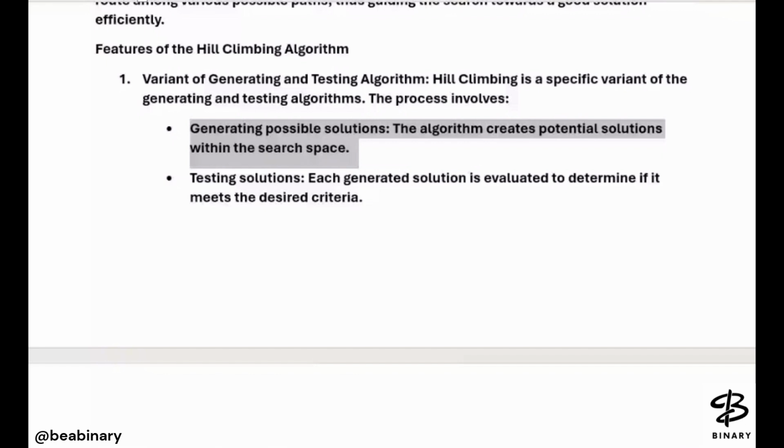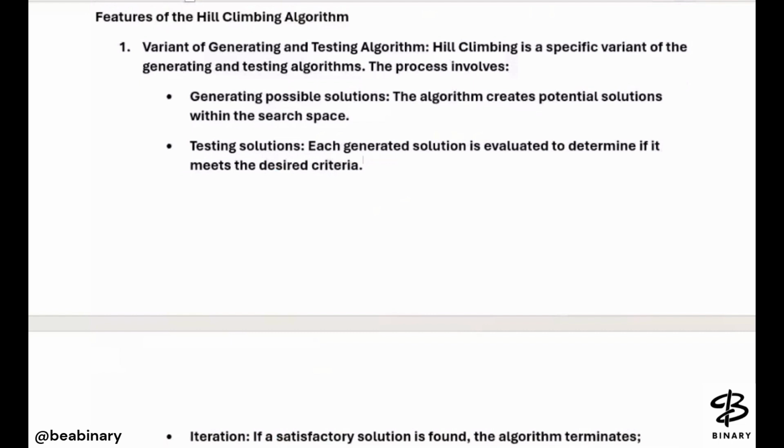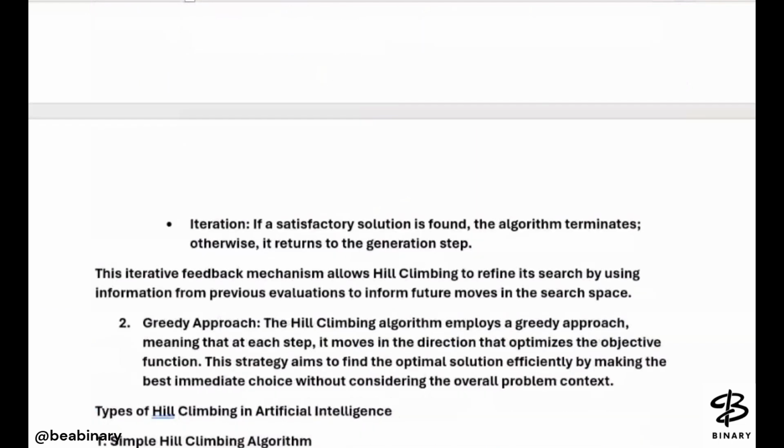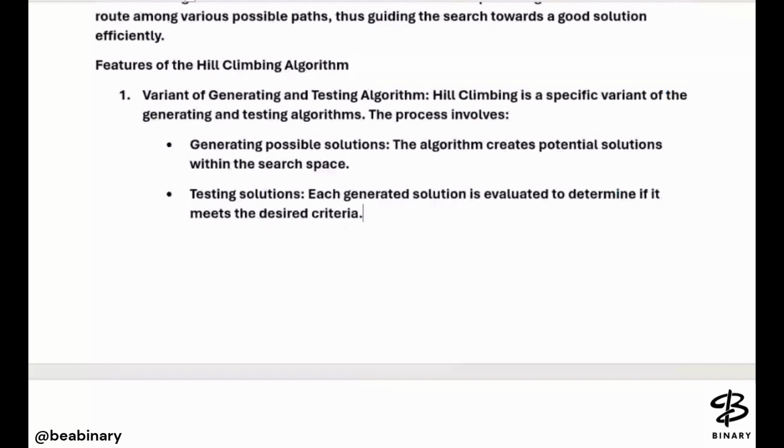Then testing the solution. Each generated solution is evaluated to determine if it meets the desired criteria or not. Or simply, we are testing the goal state, right? The goal test will be done. Then what is the iteration? Another feature we are talking about here is the variant of the generate-and-test algorithm. We talked about generating the possible solution and testing the solution, which is testing the goal state, and the iteration.